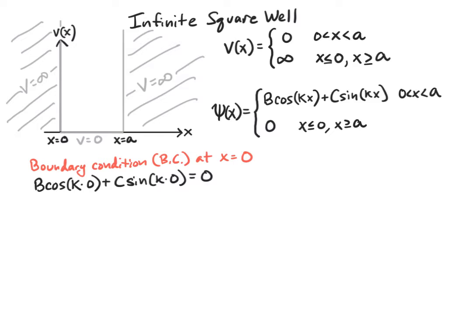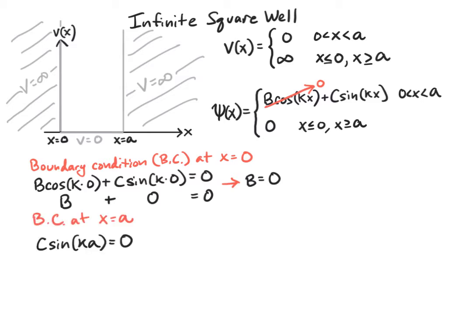There are lots of different solutions within this region, and there's only one solution in this region, and we have to make sure that the solutions in this central region line up with the solutions on the left and on the right. And since the sine of 0 is equal to 0, and the cosine of 0 is equal to 1, that tells us that b is equal to 0. We can also apply the boundary condition at a, because the wave function has to be 0 at x equals a as well.